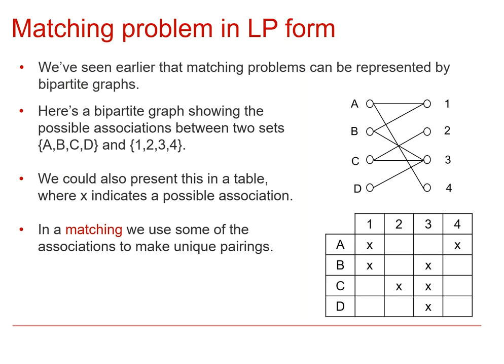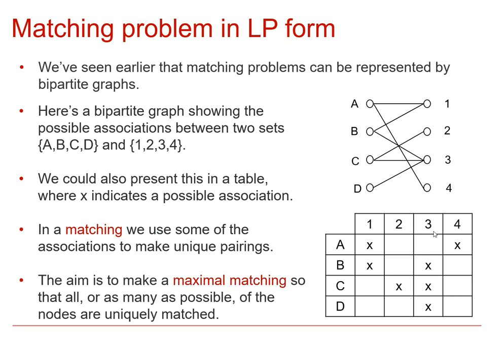So what we're trying to do is to use some of these possible arcs, or these crosses, choose some of them so that there is a unique pairing between each of these nodes and each of these nodes. And if we're thinking about this as a maximization problem, maybe in some situations it's not possible for a unique matching to be found, in others it will. But if we try to maximize the number of unique matchings, then that might be one approach to solving the problem.